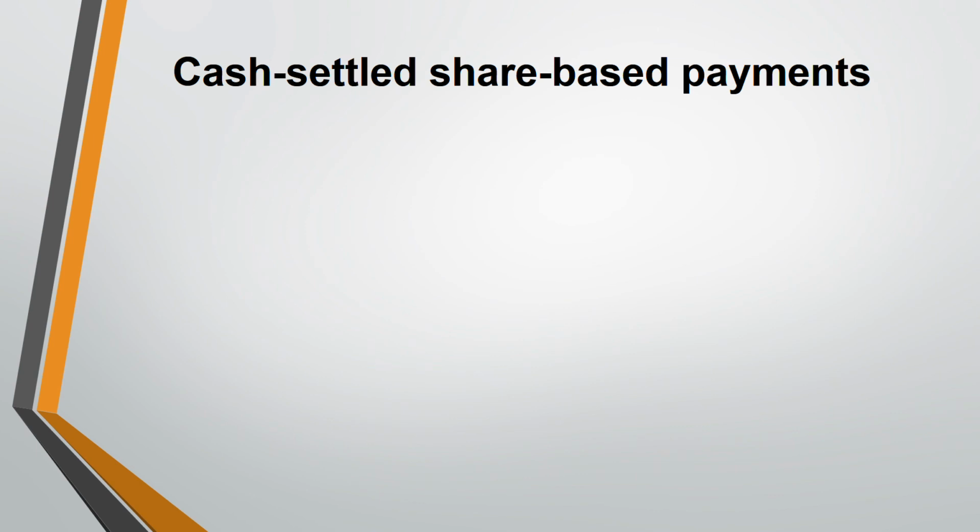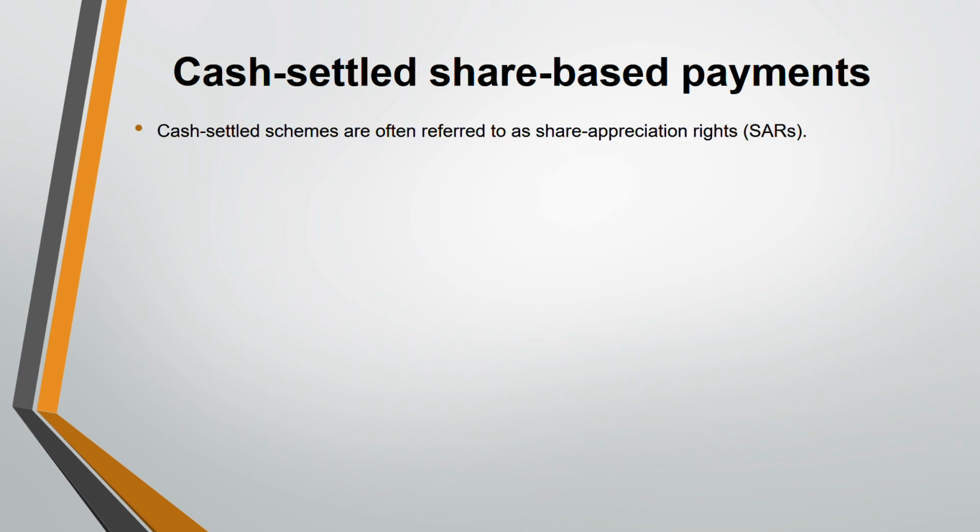finally, we are going to cash settle. So that's it for equity settled, right? I hope you have understood equity settled very well. Now let us go to the cash settled share-based payment. So for cash settled, okay, this is often referred to by another term, which is known as share appreciation right. Why? Because cash you are paying on share price only. So it is known as share appreciation right, SAR.